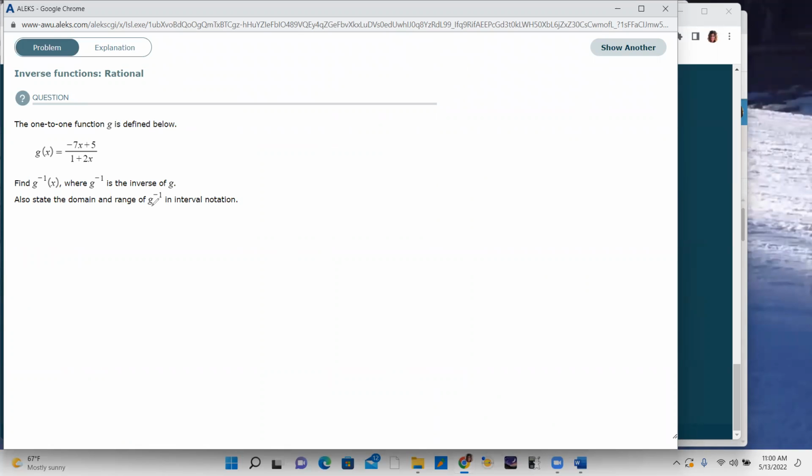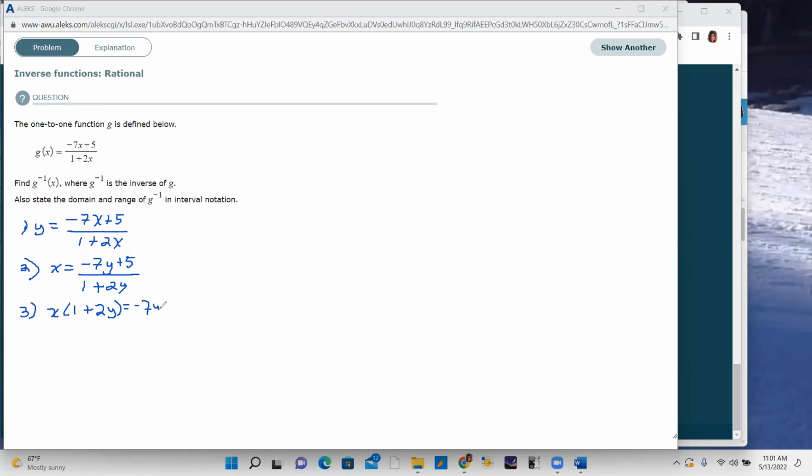That's the old idea. Now first we'll find the inverse function. So remember, call it y equals g of x. Then switch your x and y. Now we're going to solve for y. So multiply both sides by the bottom. Distribute over here.